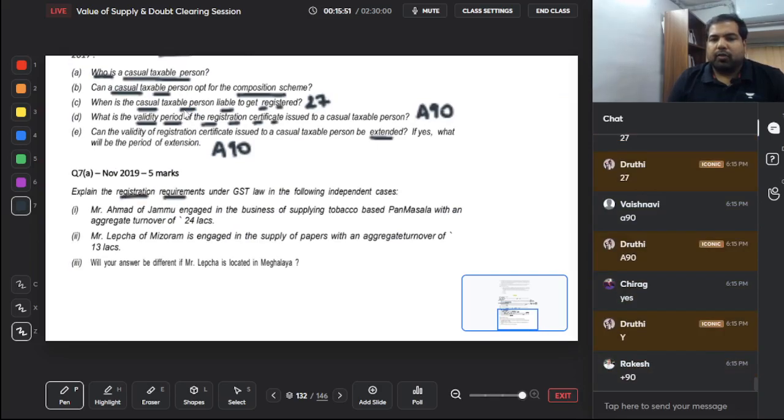Explain the registration requirements in the following independent cases. Over to you all, the first one. Always check with 24 first. Rakesh, it is not plus 90, it's A90. I hope that mistake is corrected. Perfect.